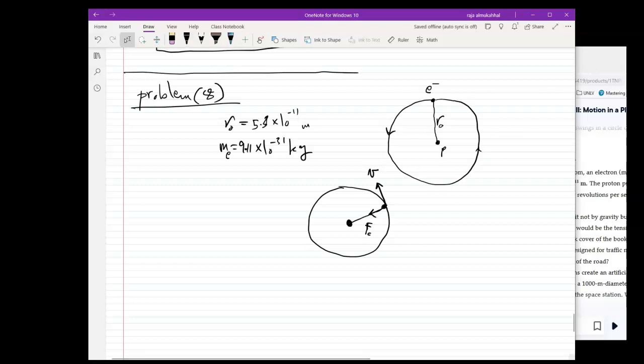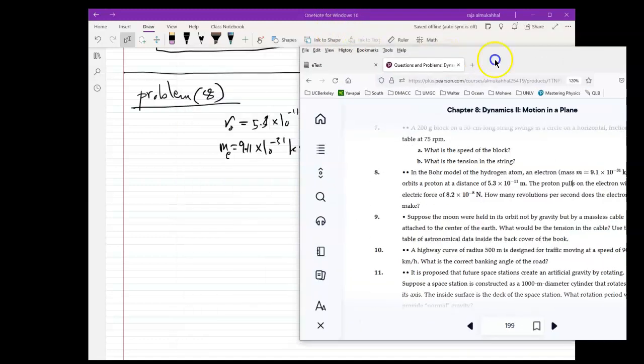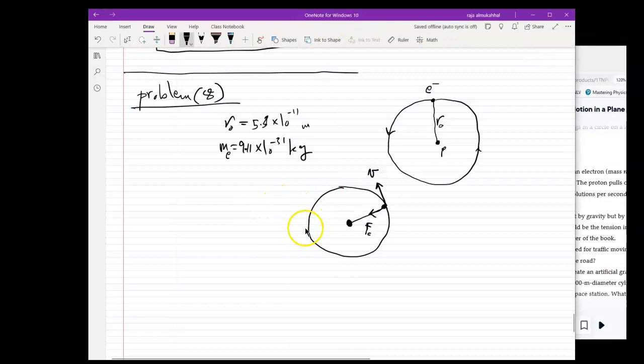Here, however, it says in the problem right there, it's the electrostatic force. He said the proton pulls the electron with an electric force of this amount. So this is what is called Coulombic force, the force of Coulomb. That's the force that is playing the role of the centripetal force. You got that? Okay. So I'm going to call it F for now, or F sub c.